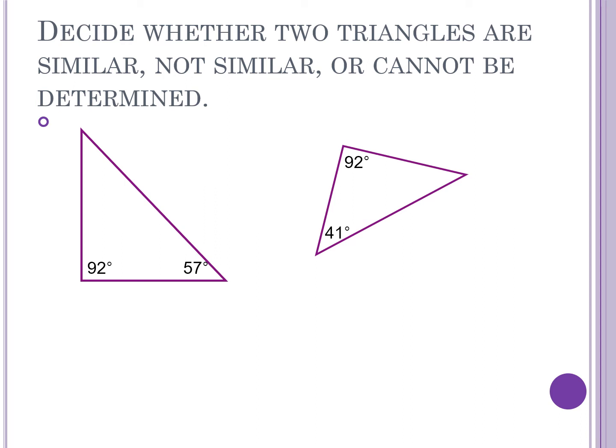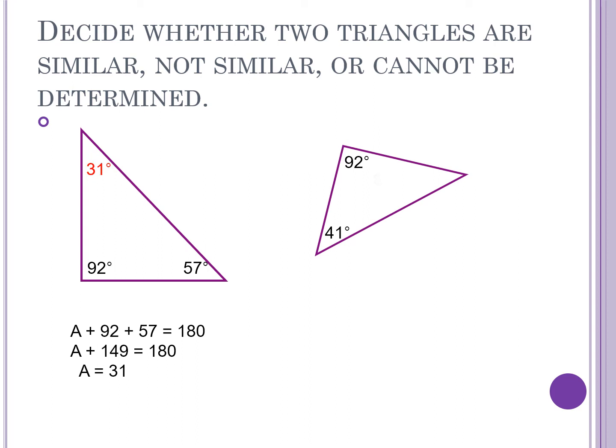Decide whether the two triangles are similar, not similar, or cannot be determined. For the first triangle, let us solve for angle A. We know that the sum of all the angles of a given triangle is equal to 180. So in order to find the measure of angle A, we subtract the sum of 92 and 57 from 180. The sum of 92 and 57 is 149. 180 minus 149 is equal to 31. Therefore, the measure of angle A is 31 degrees.